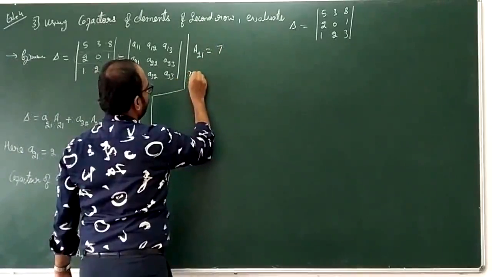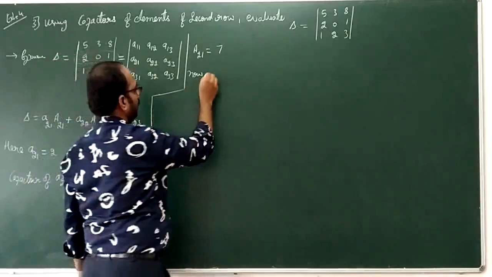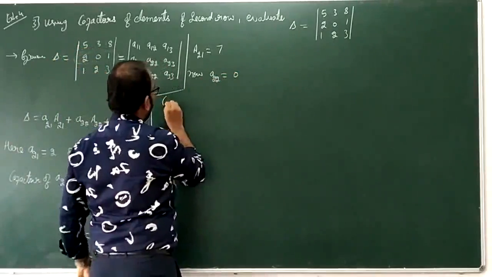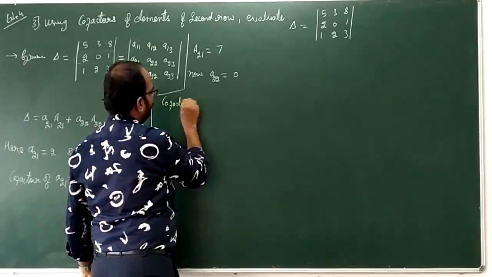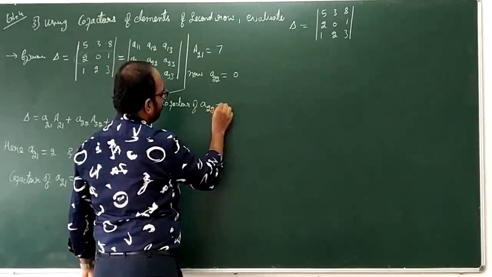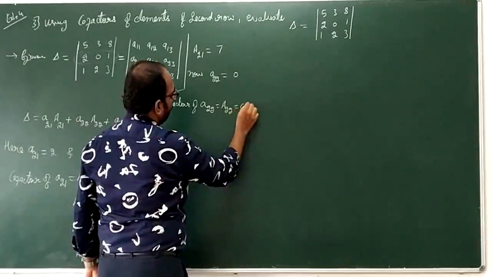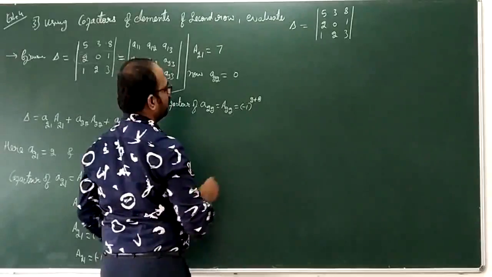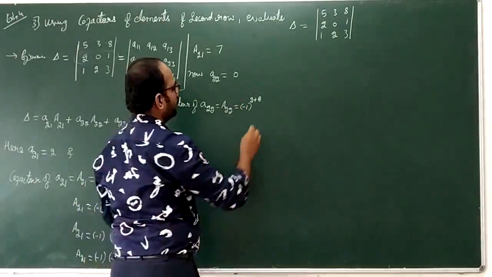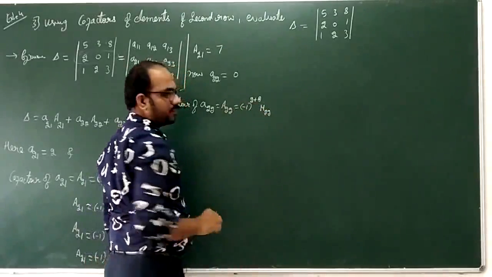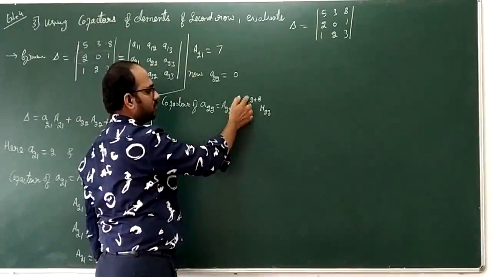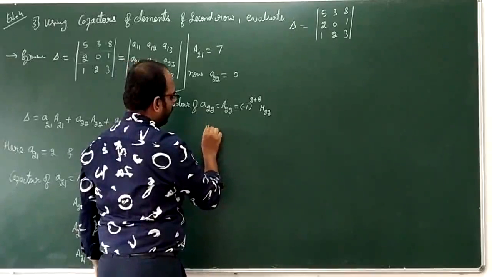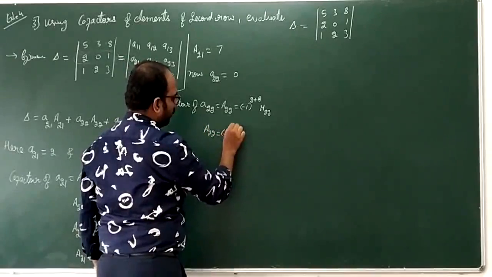Now the second element A22 is 0. Then cofactor of A22 is capital A22, equal to minus 1 to the power of 2 plus 2 into minor of 22. By the cofactor formula, A22 is minus 1 to the power of i plus j into minor Mij, that is cofactor of A22 is equal to minus 1 to the power of 4 into minor M22.